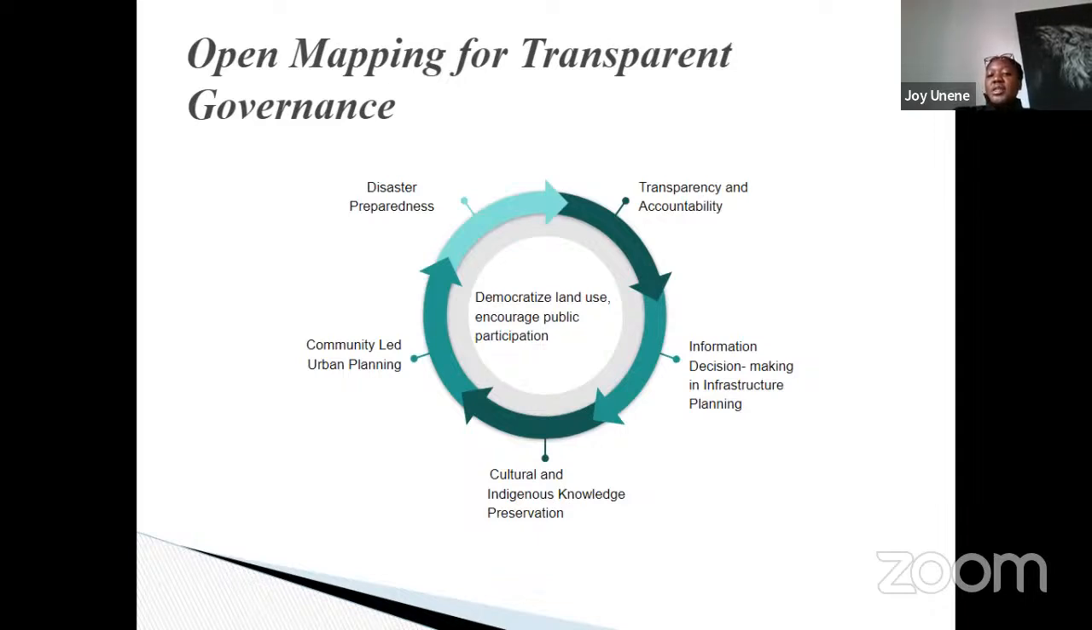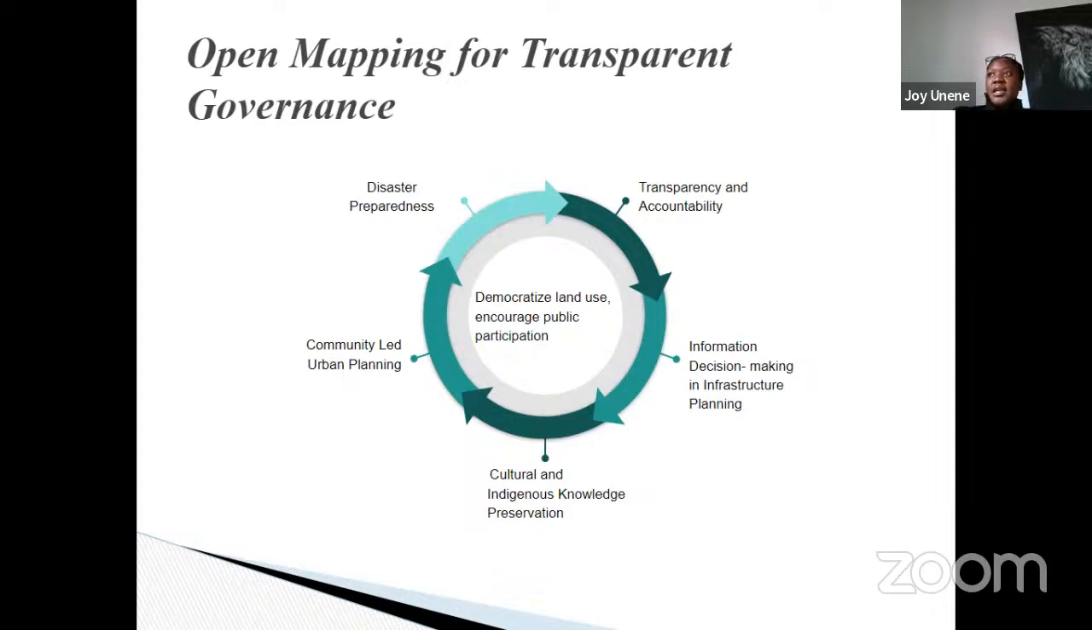We also have community-led urban planning. This could be easily married to the decision making in infrastructure planning. It basically still talks about how the community should be the one spearheading these things, because they live in a particular area, they know what they need, and they know how best these things can be done. So mapping plays a very big role in the transparency of governance.